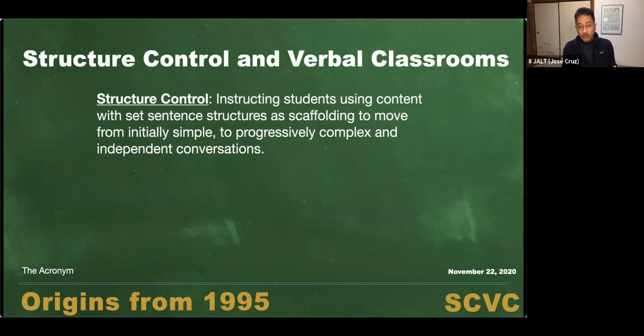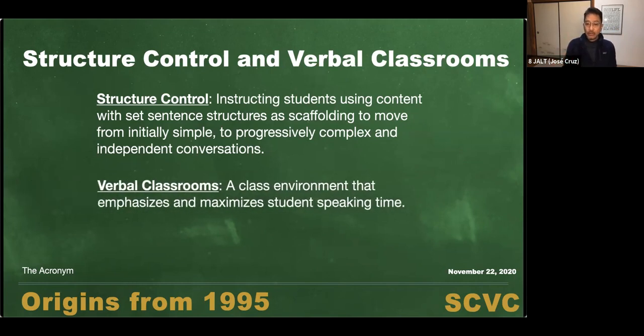And structure control is the idea, like Kent was saying, that we take these sentences and we scaffold them just little by little by little until the students start to feel that this is something that has become automatized, internalized, all kinds of words to it. You can say it becomes a reflexive action. You don't have to think about it. And using that very, very slowly, that's structure control.